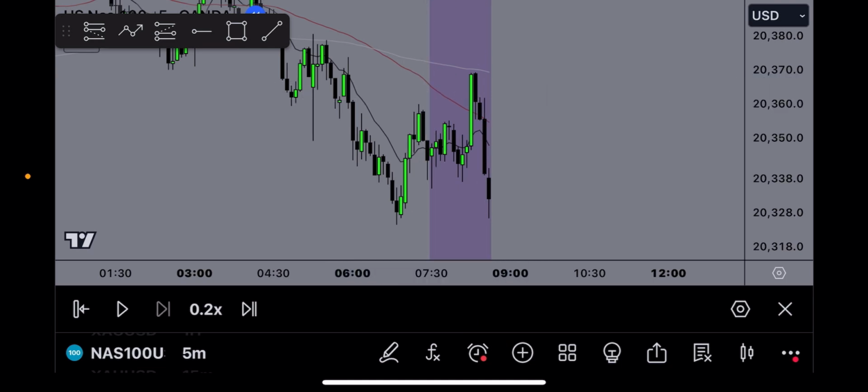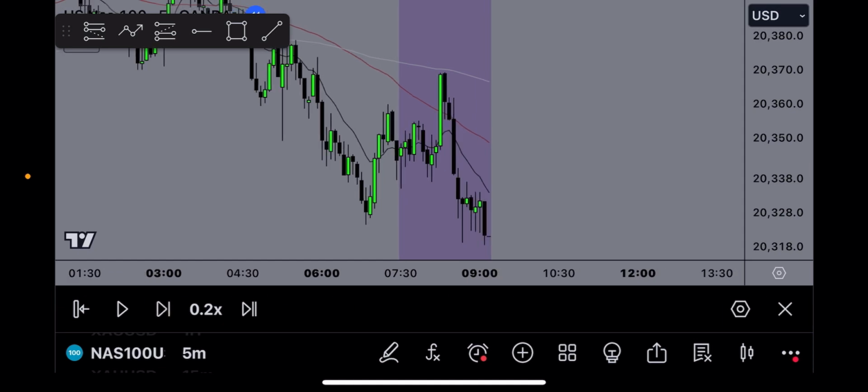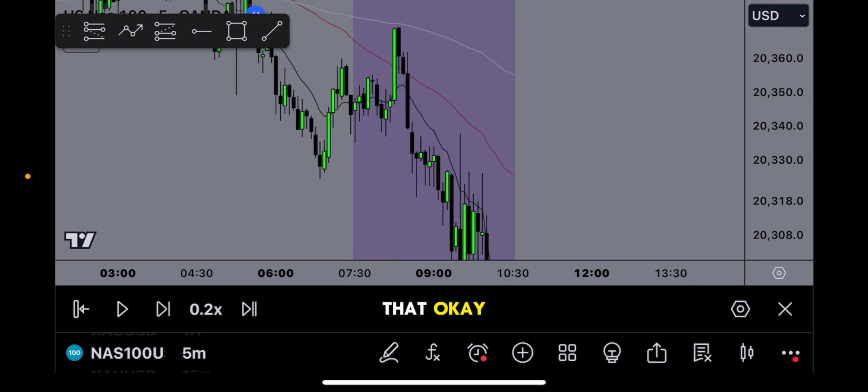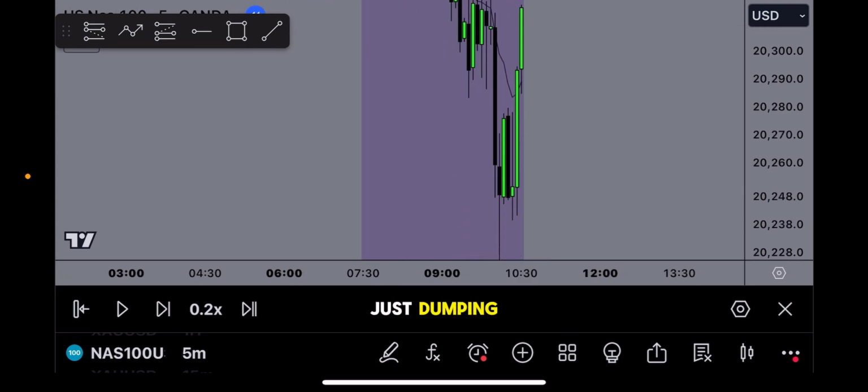Okay, look, price just kept dumping. It didn't do much. Right, so that's why you want to be careful with that, okay? And now look, now the 3 MAs are above price, and what is price doing? It's just dumping.